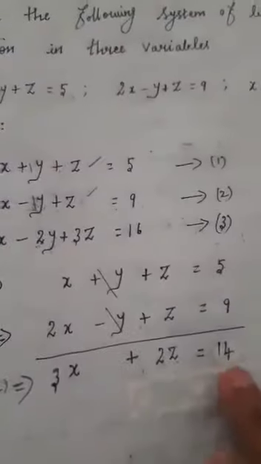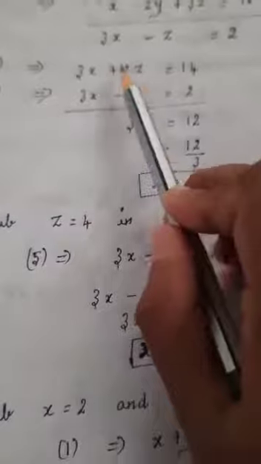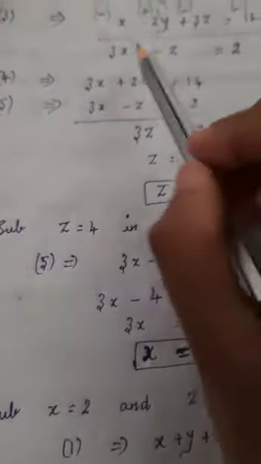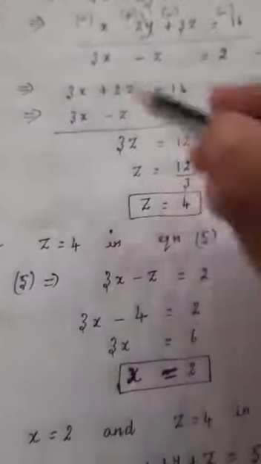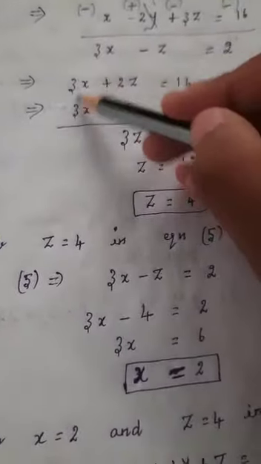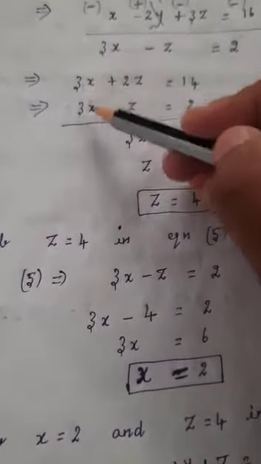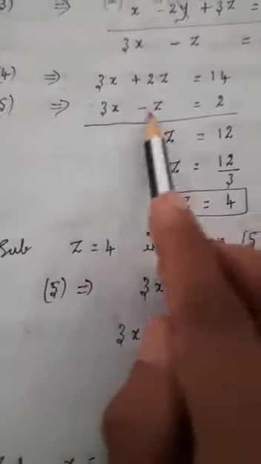Okay, so now that equation, 3x plus 2z is equal to 14. Fourth equation implies 3x plus 2z is equal to 14. And the fifth equation, there is also no change, because we are going to eliminate the x variable only. Not only the x variable, z also we can eliminate, but here the numerical coefficient is already the same, so better you eliminate the x variable. So this equation also has no change. The fifth equation you have to write.